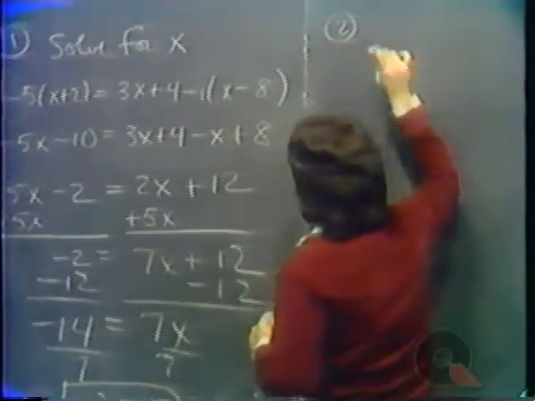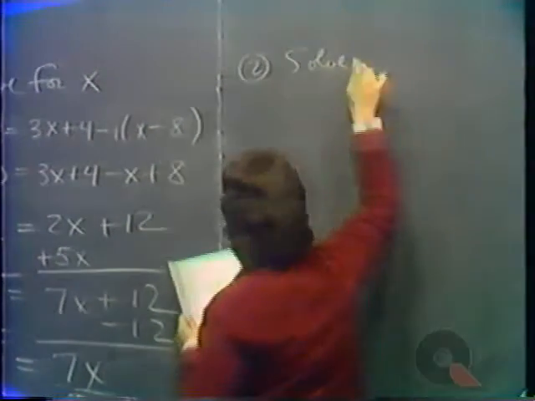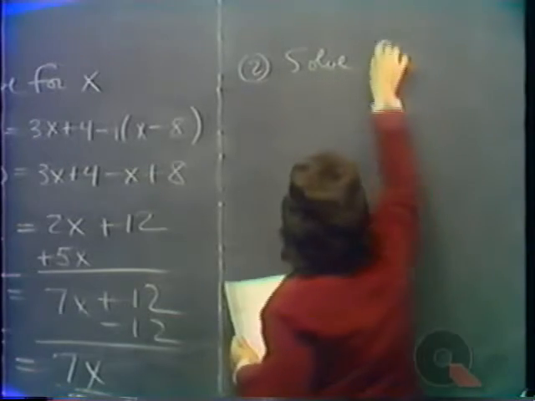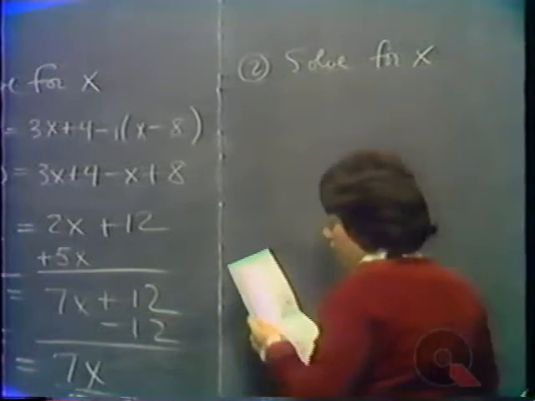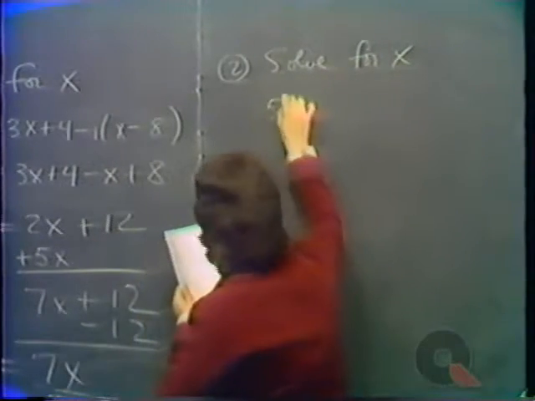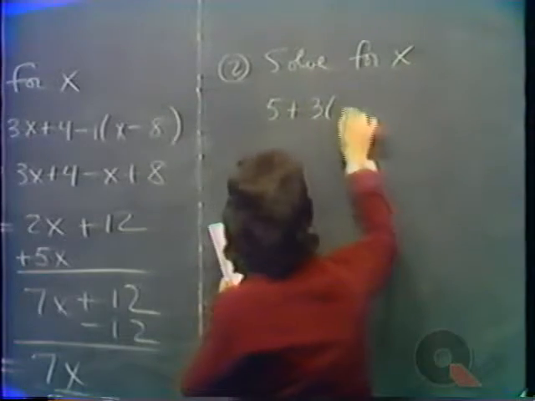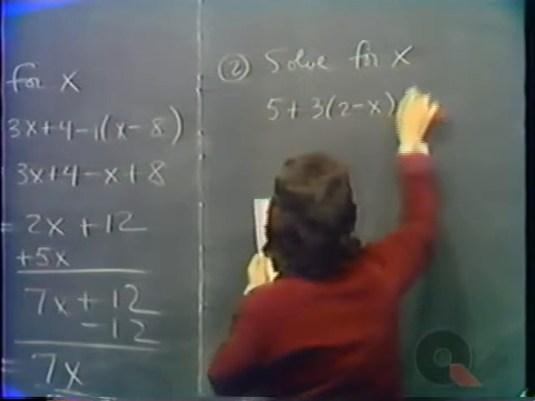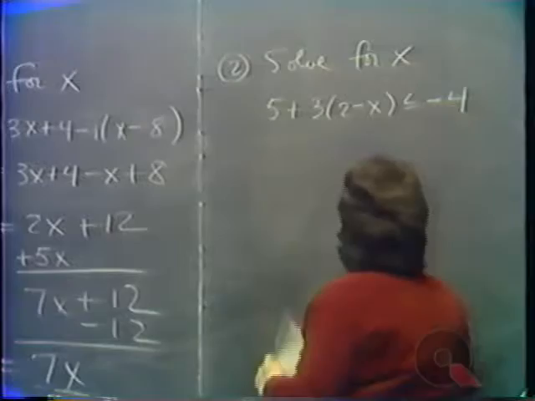Okay. Now let's look at the following inequality. We want to solve the inequality for x. And we have 5 plus 3 times (2 minus x) less than or equal to minus 4.